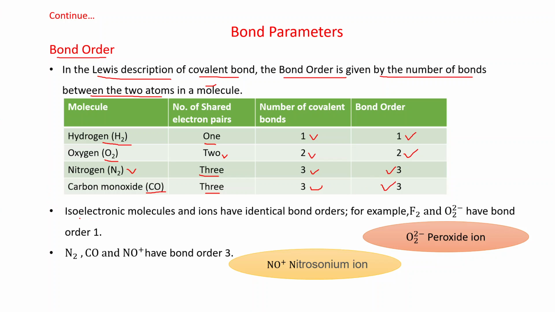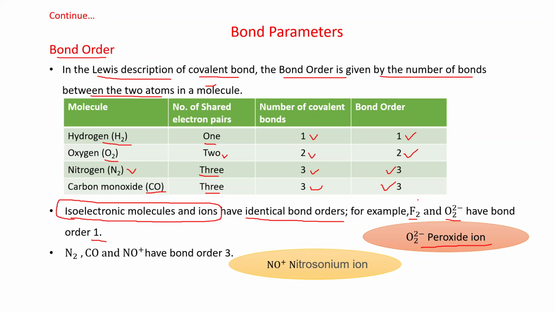In case of isoelectronic molecules and ions, I think you know the meaning of isoelectronic molecules and ions. That is, molecules and ions that have the same number of electrons have identical bond orders. For example, F2 and O2 2 minus have bond order 1. In this, O2 2 minus is known as peroxide ion.